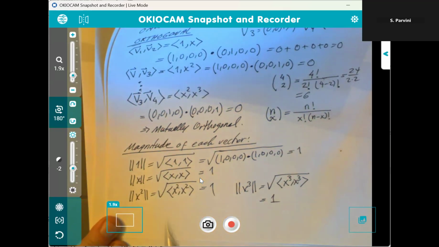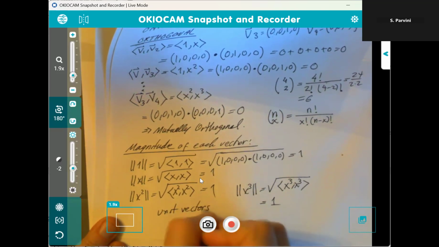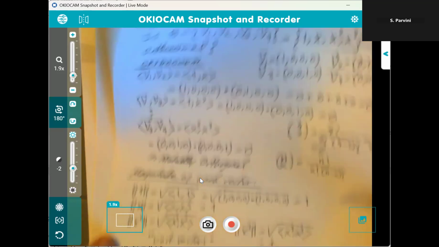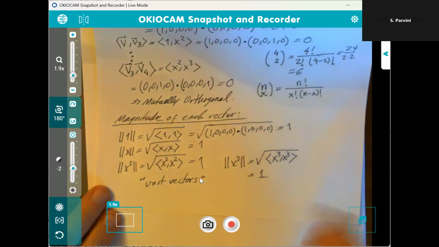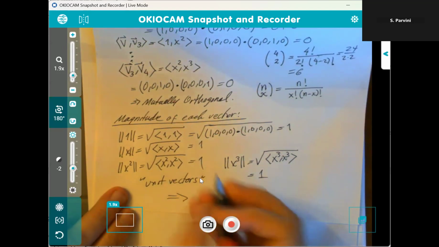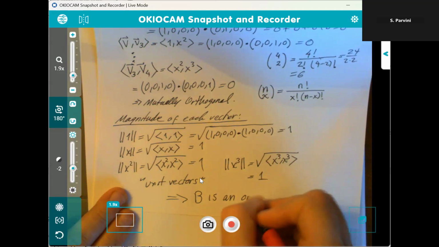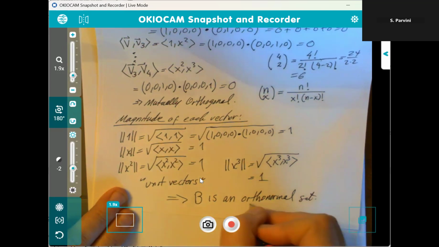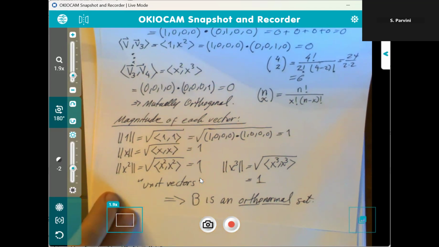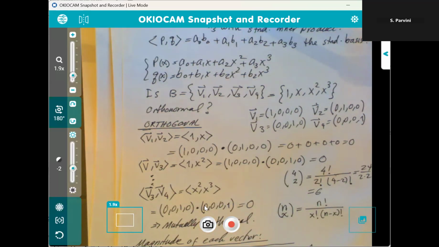So every one of these is mutually orthogonal, and now every one is a unit. These are unit vectors. All right, every one is a unit vector. Therefore, this is an orthogonal set. So therefore, the set is orthogonal. Therefore, B is an orthonormal set. Mutually orthogonal, and the magnitude of every one of them is 1. Okay. And there you have this one.